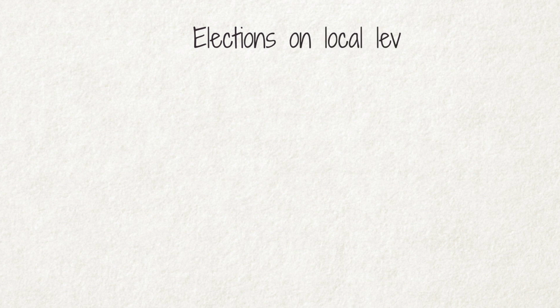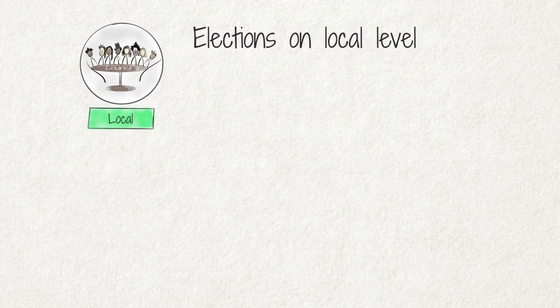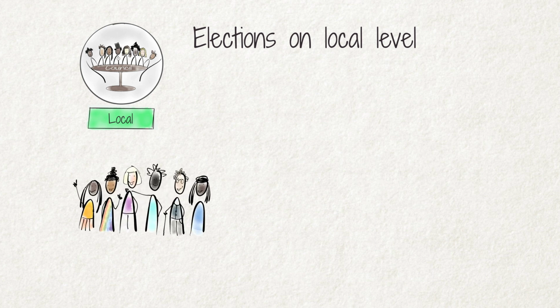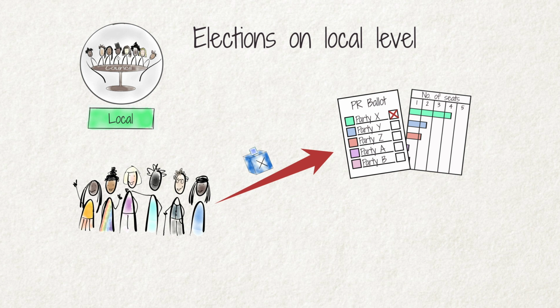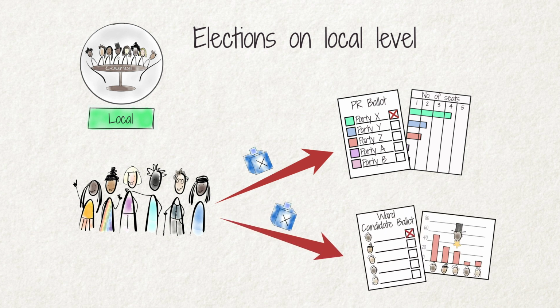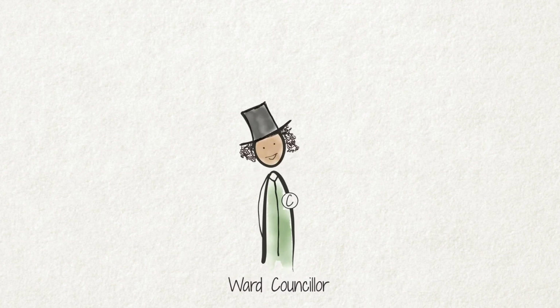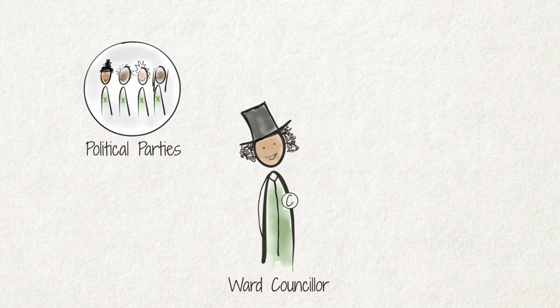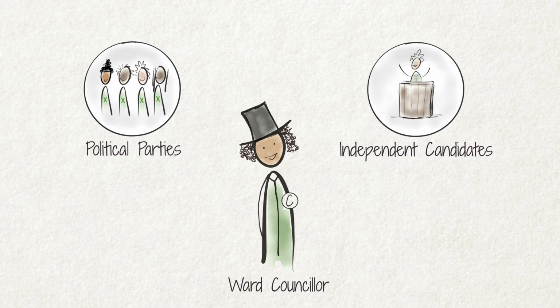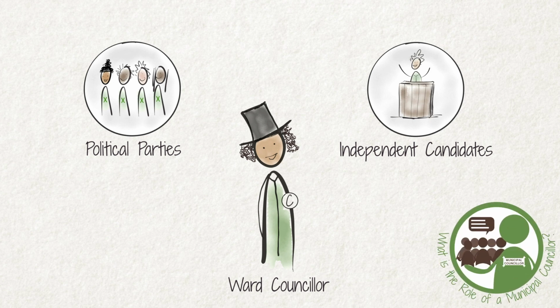Elections on local level. As said before, municipal councillors are elected differently. In South Africa, we combine PR and ward elections. In municipal elections, we vote for the party of our choice on the PR ballot and for the ward candidate of our choice on the ward ballot. Ward candidates can be nominated by a political party, but don't have to be. The law allows independent candidates to stand for ward elections. This is explained in more detail in our video, What is the Role of a Municipal Councillor?